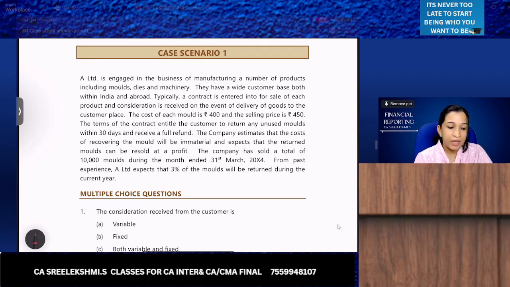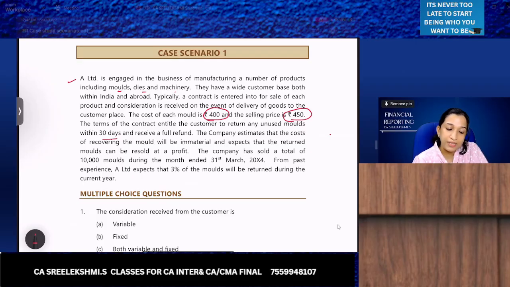Very easy. A Limited is engaged in the business of manufacturing a number of products including molds, dyes and machinery. They have a wide customer base both within India and abroad. Typically, a contract is entered into for a sale of each product and consideration is received on delivery of goods. The cost is 400 and sale price is 450. The terms of the contract entitle the customer to return any unused molds within 30 days and receive full refund.